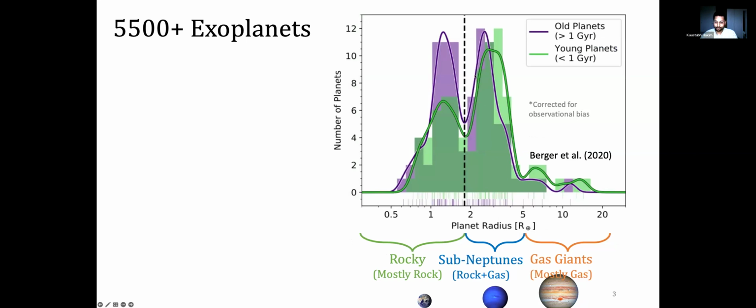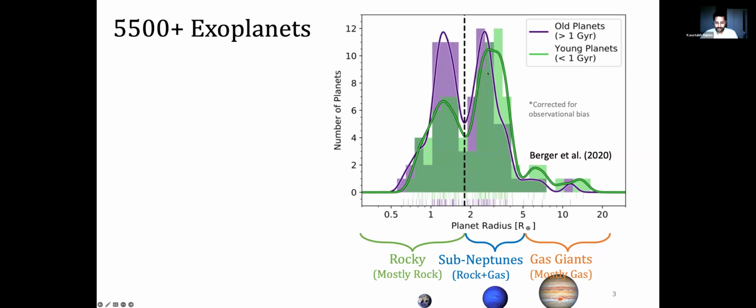What we see here is that the radius valley now looks much more clear compared to the previous histogram. Of course, the population of gas giants is not as large as you would think from the previous plot, because observational techniques favor detecting larger planets over smaller planets. What is also interesting about this plot is that there are two lines. One of them is young planets. Young planets have a smaller population of at least these super-Earths compared to sub-Neptunes, but the old planets have almost the same population.